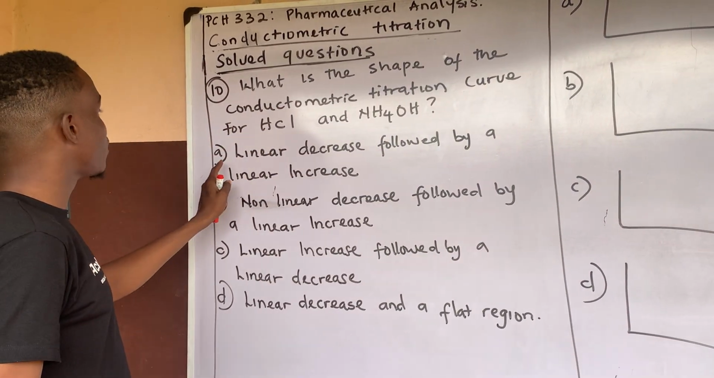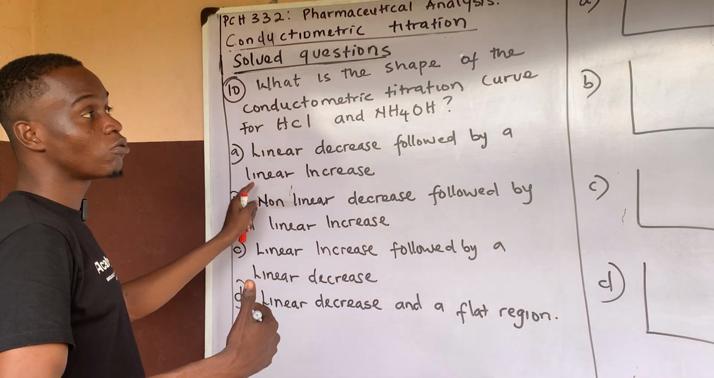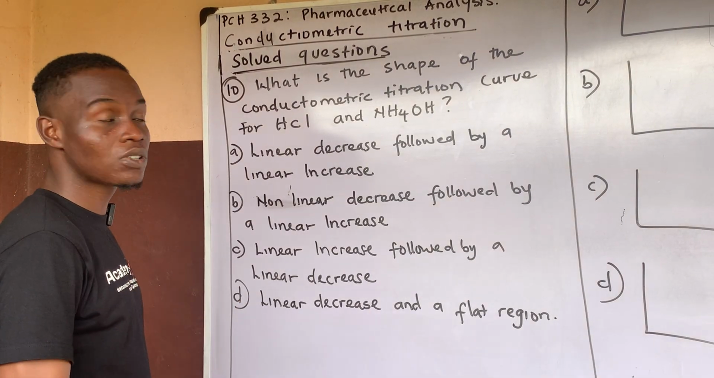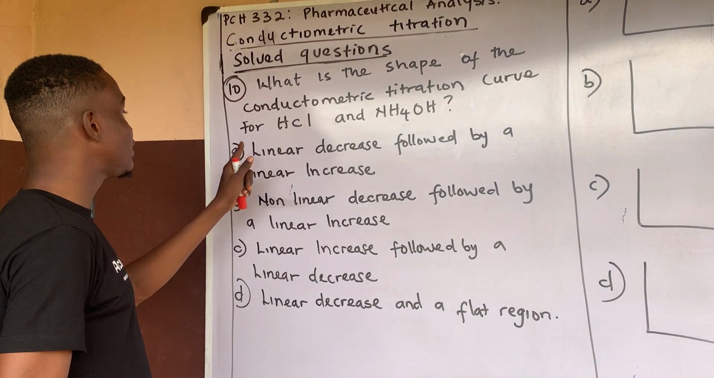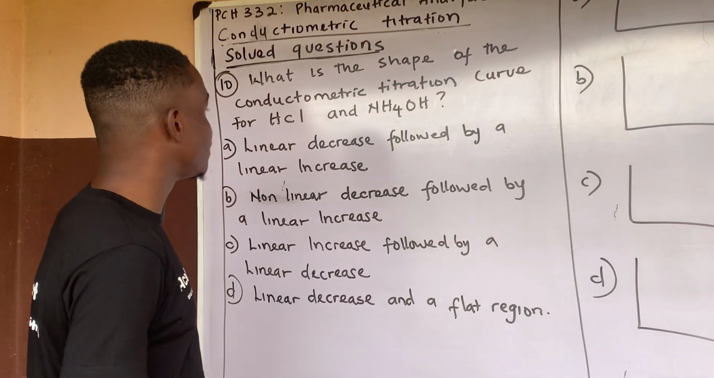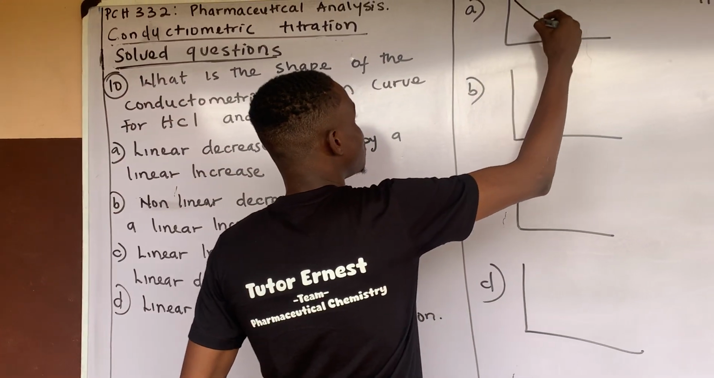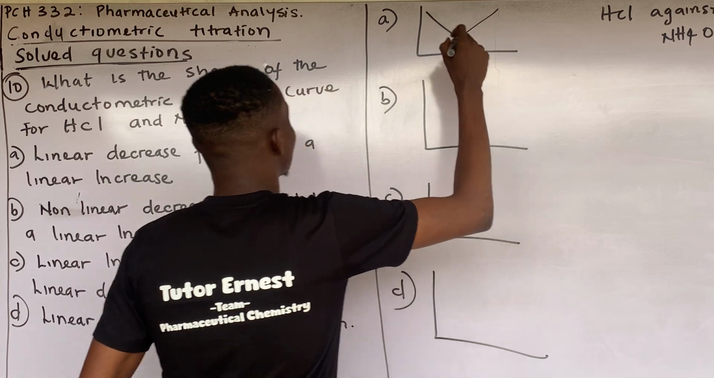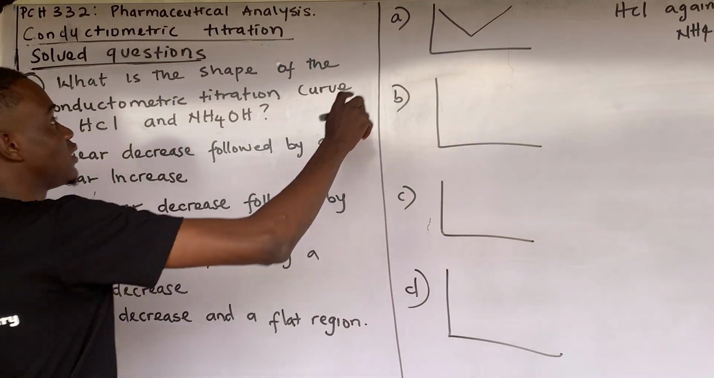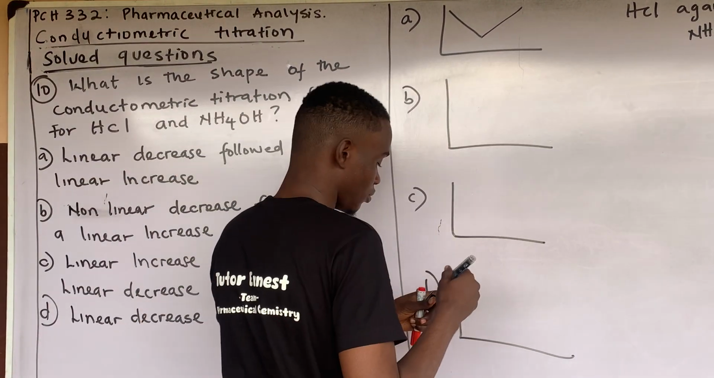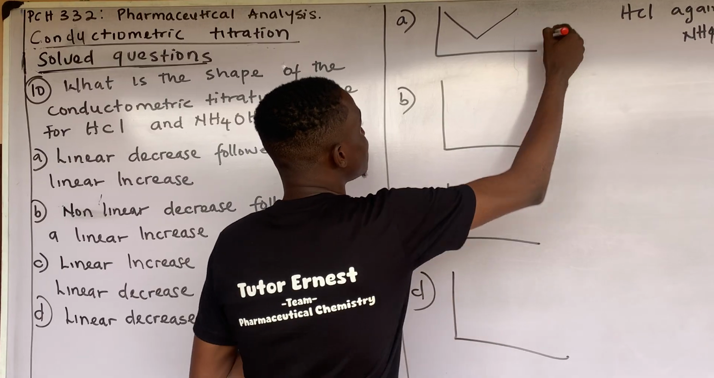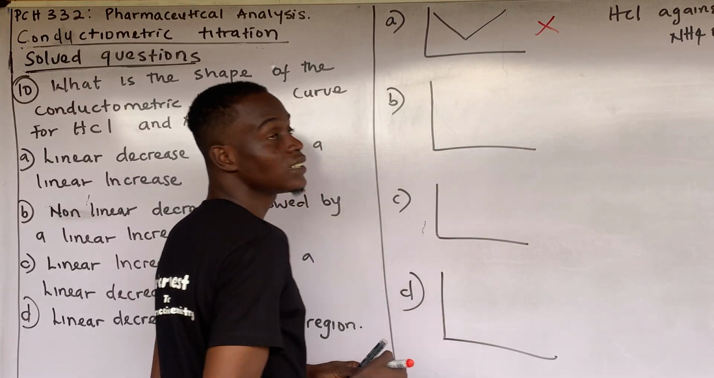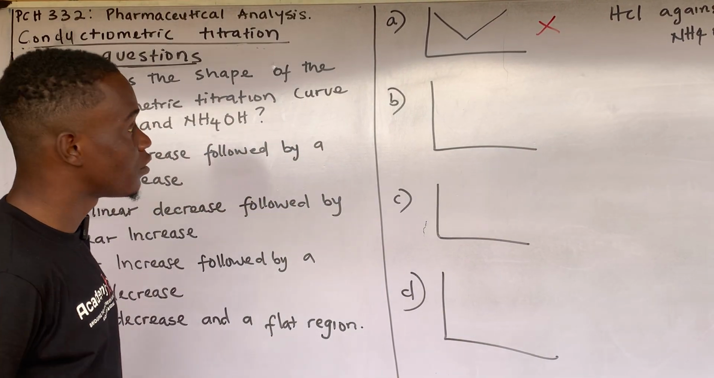So from the options, we're trying to find out how the graph is going to look. The first option says linear decrease followed by linear increase. Okay, now this is actually wrong, because this is for a strong acid and a strong base graph.